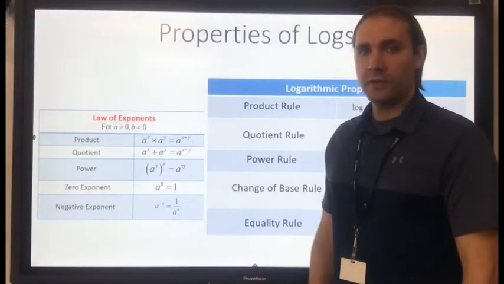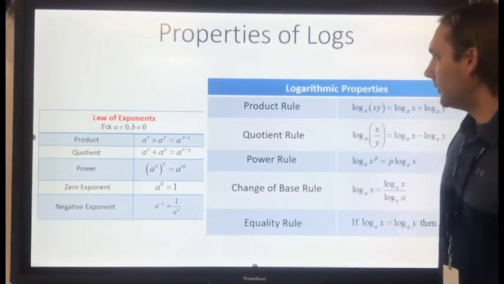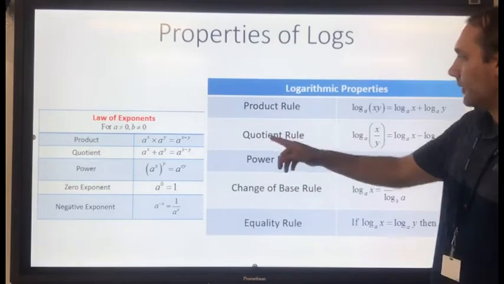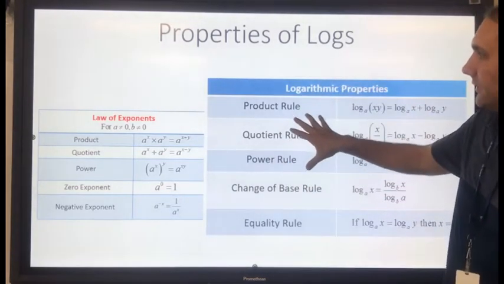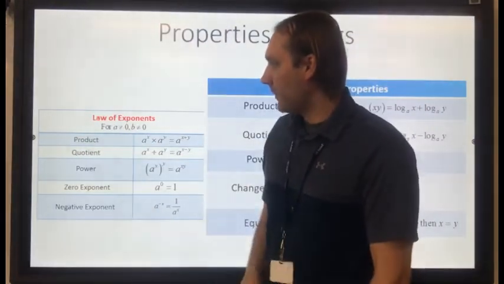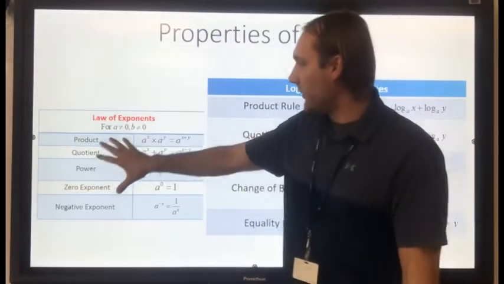So in this section, we're going to look at properties of logs. And there's three main ones we're going to focus on: the product rule, quotient rule, and the power rule. Now notice we're talking about logs here in this section, but its inverse is exponents. And these are kind of related to the laws of exponents.